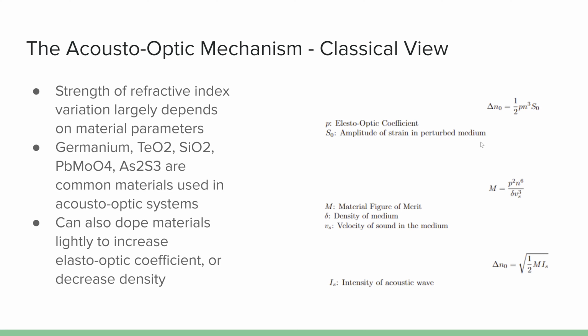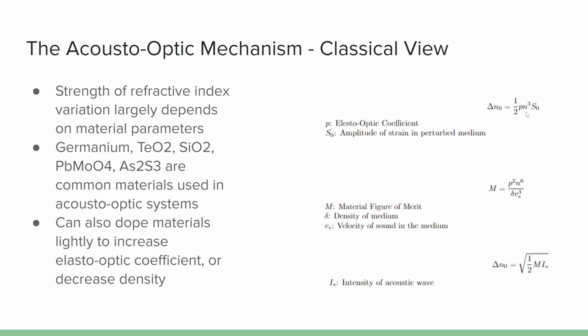This S0 term is the amplitude of the strain in your perturbed media. When I say perturbed media, I just mean that you have your material sample and you're perturbing it with an acoustic beam here. So this is kind of one nice little picture here, and of course n is your average unperturbed refractive index. So this is a fairly simple relation here.